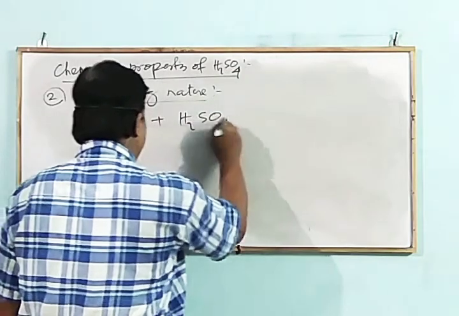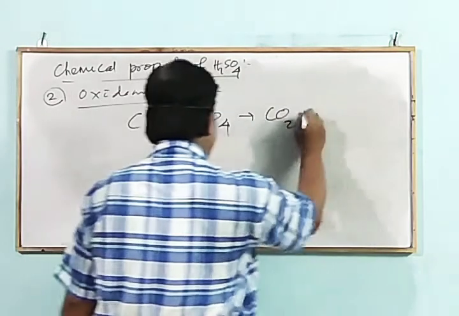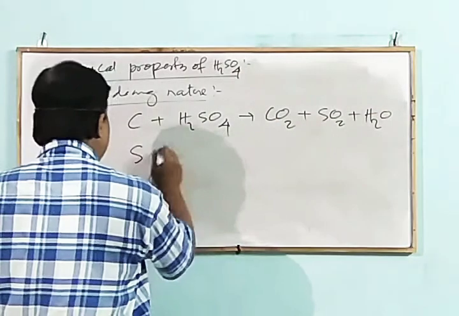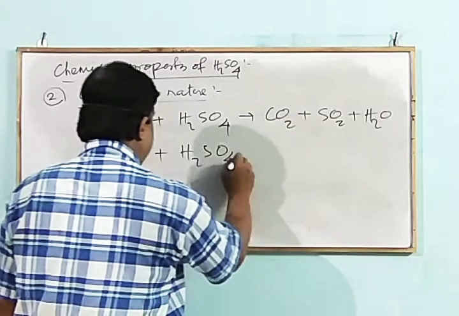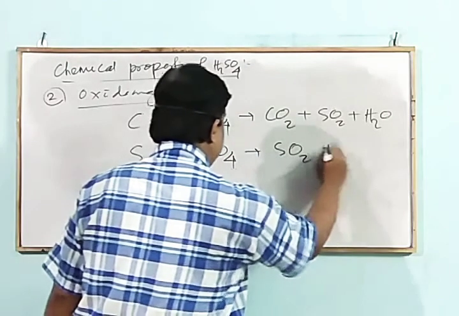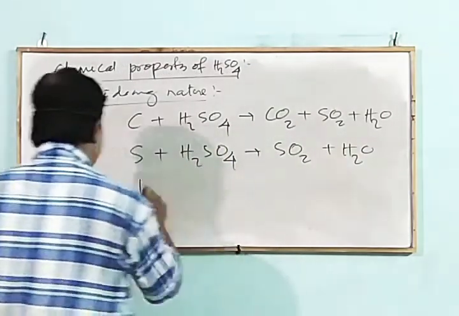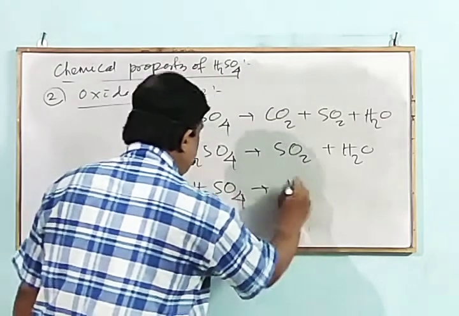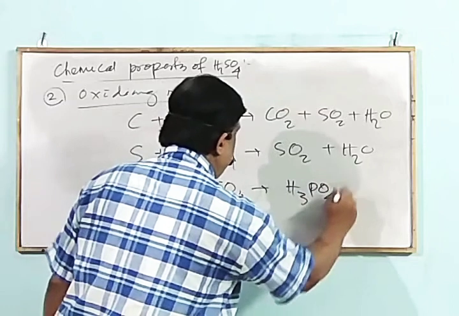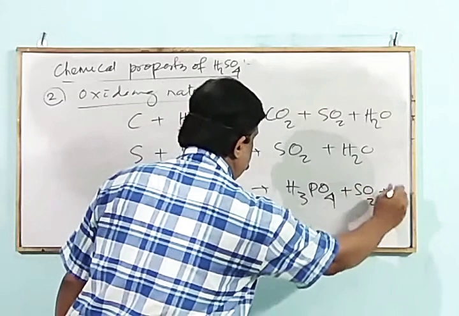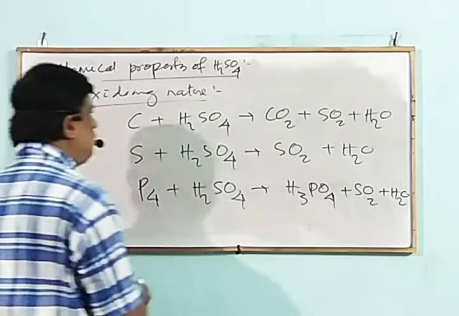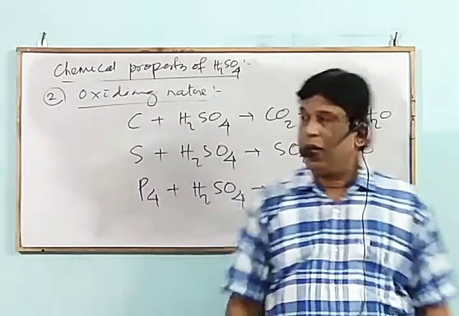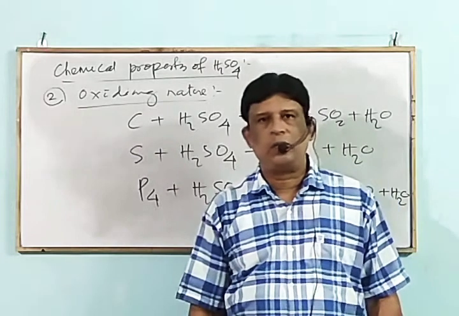Carbon plus sulfuric acid gives carbon dioxide plus sulfur dioxide plus water. Sulfur plus sulfuric acid gives sulfur dioxide plus water. Phosphorus plus sulfuric acid gives phosphoric acid H3PO4 plus SO2 plus H2. These are some common equation examples verifying the oxidizing nature of sulfuric acid.